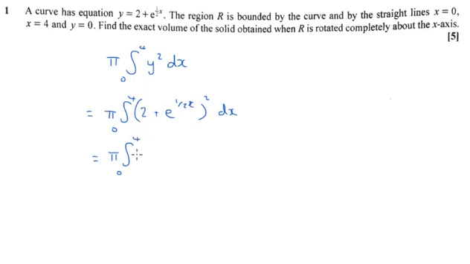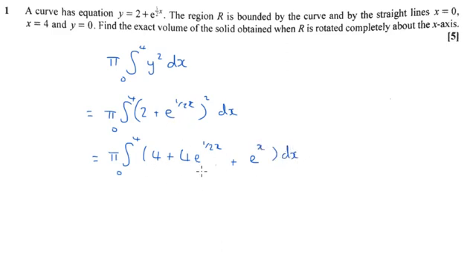Squaring a bracket, we're going to get 2 squared, which is 4. We're going to get 2 lots of these two things multiplied together, so that's going to be 4 again, 4e to the half x. And then we're going to multiply e to the half x by itself, so e to the half x squared. And that's going to be e to the x. When we have a power of a power, we multiply the powers together. So that's just going to be e to the x. So that's it now multiplied out.